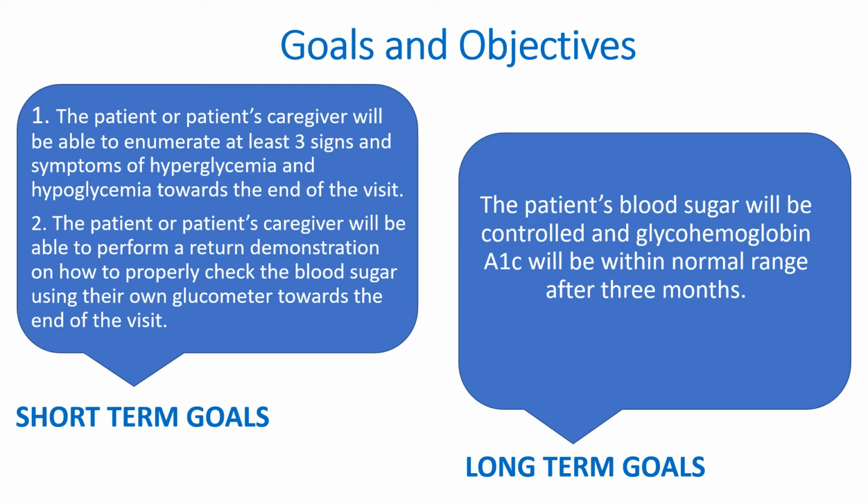Goals or objectives. Short-term goals. First, the patient or patient's caregiver will be able to enumerate at least three signs and symptoms of hyperglycemia and hypoglycemia toward the end of the visit. The patient or caregiver will be able to perform a return demonstration on how to properly check the blood sugar using their own glucometer toward the end of the visit. And for the long-term goal, the patient's blood sugar will be controlled and glycohemoglobin A1C will be within normal range after three months.